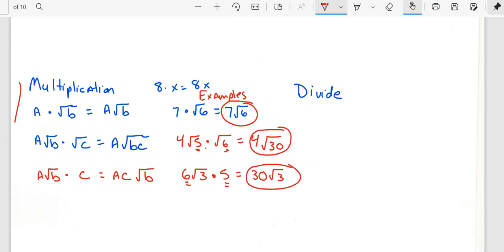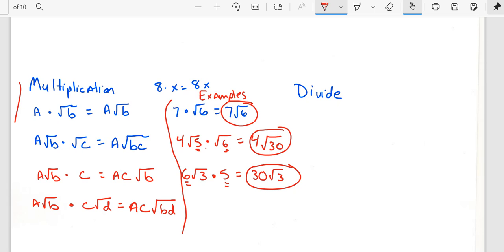Now the last situation would be if they both had something under the radical and they both had something outside the radical. In this situation, we'd multiply the a and the c. So the outside numbers or variables will be multiplied, and then the numbers underneath the radical will be multiplied. So we would end up with ac, a times c, and then radical bd.